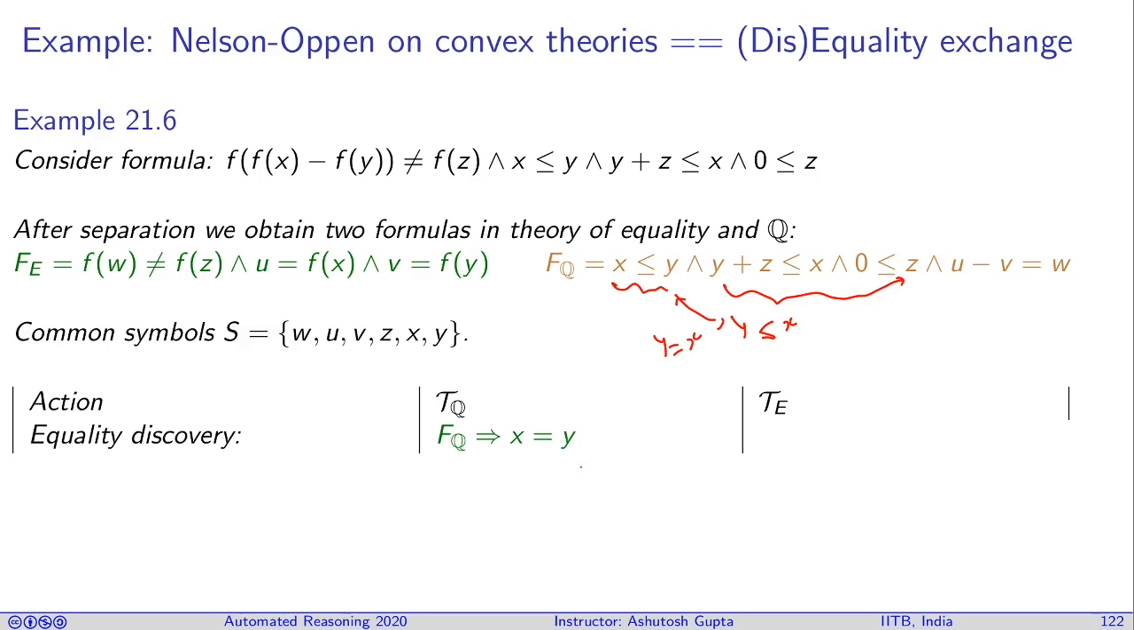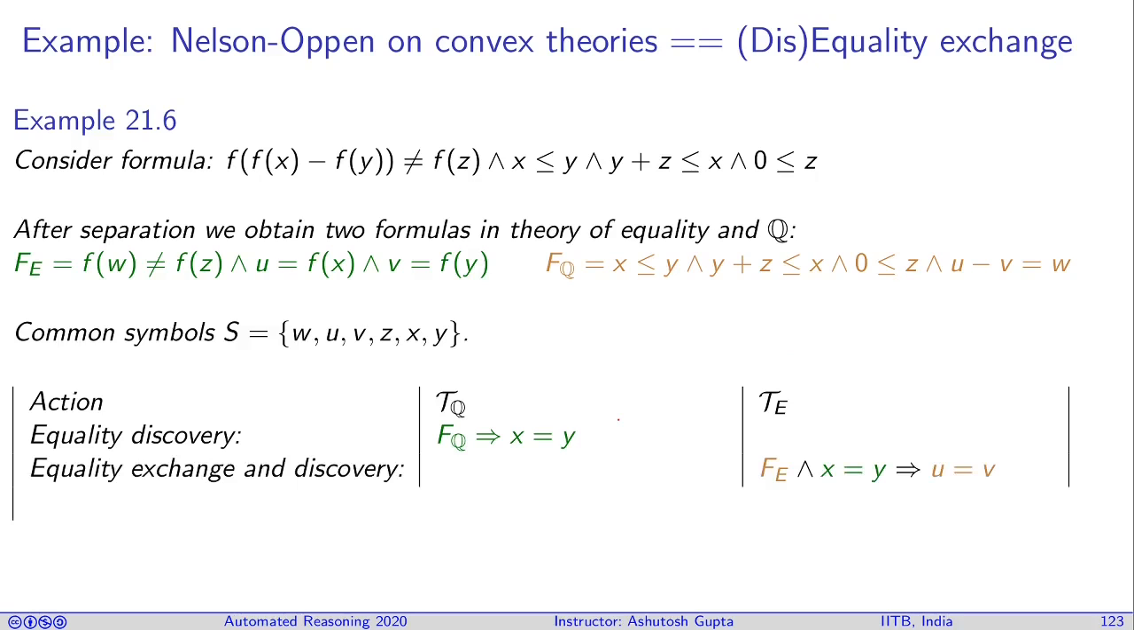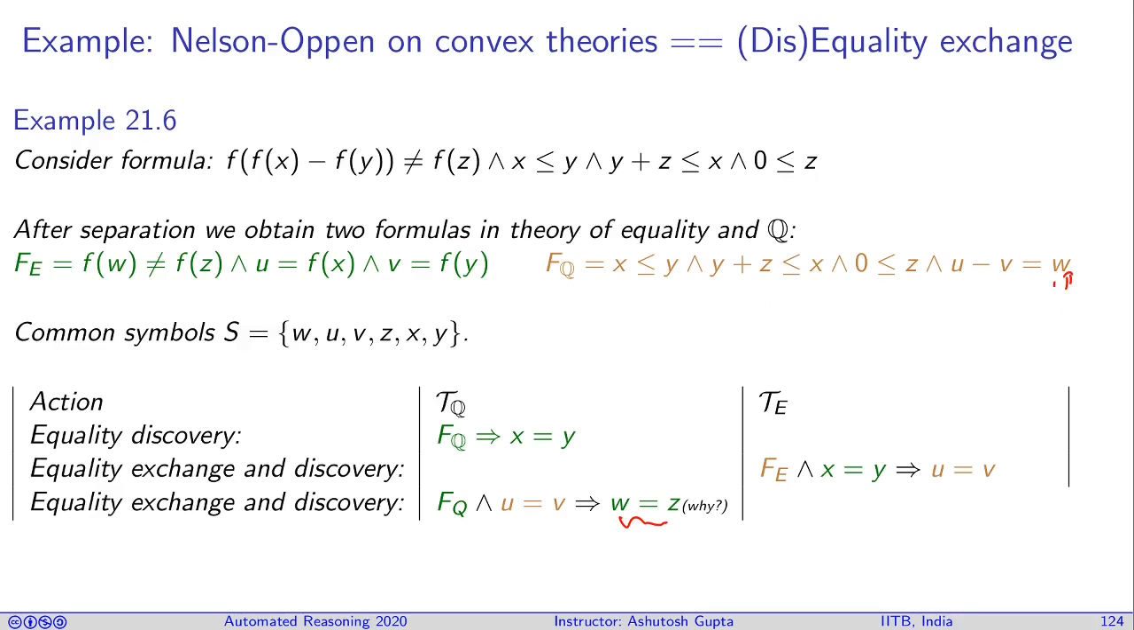If y equals x, and you push this equality into this world, then it says y is equal to x, which means u and v are equal. So you got u equals v. Once you discover this in the theory of equality, you have to tell this to the theory of rationals. If you do that, then you get w equals z. Why is that the case? Once u equals v, it becomes w equals 0.